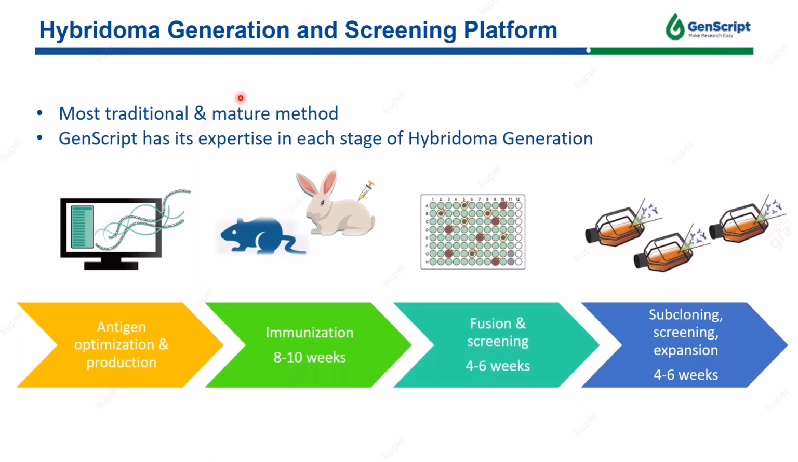For antibody generation, we have 2 platforms. Here is our Hybridoma platform, the most traditional and mature method. On this platform, we can generate mouse and rabbit monoclonal antibodies. Here are our milestones and our timeline.